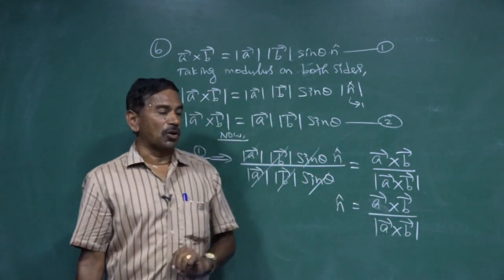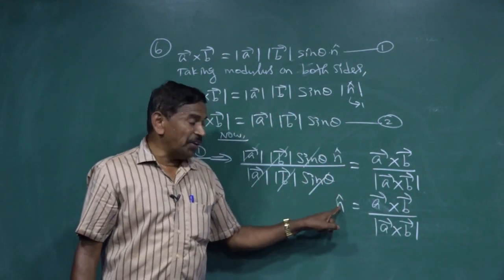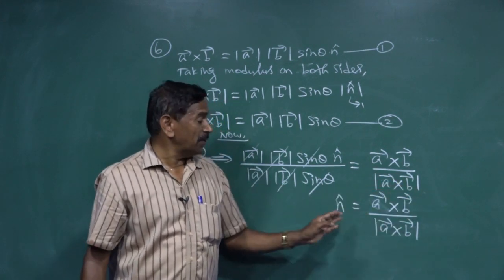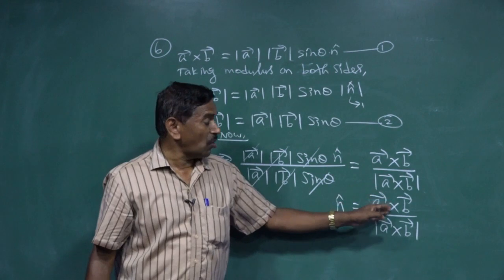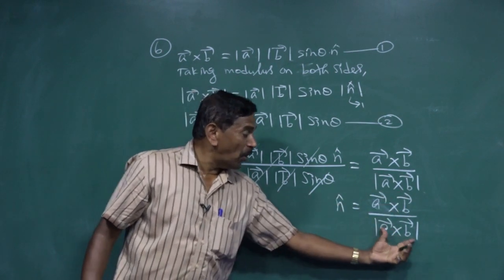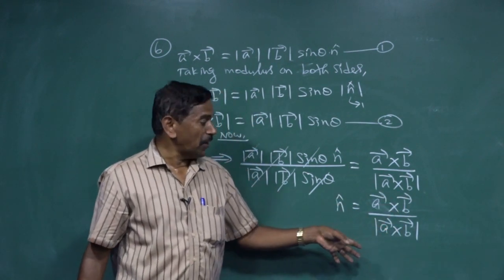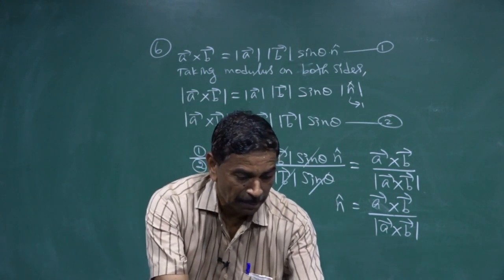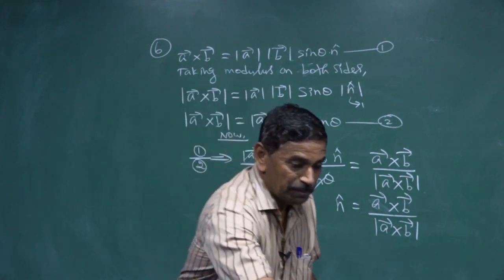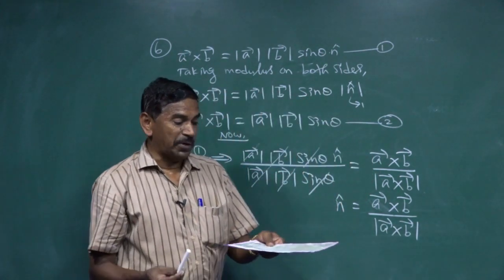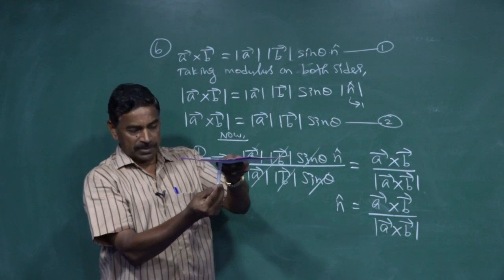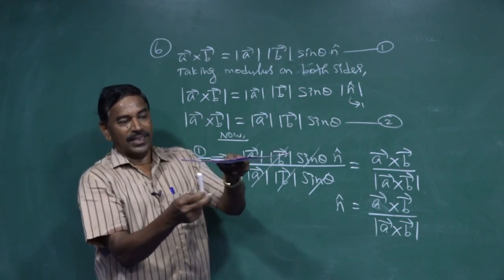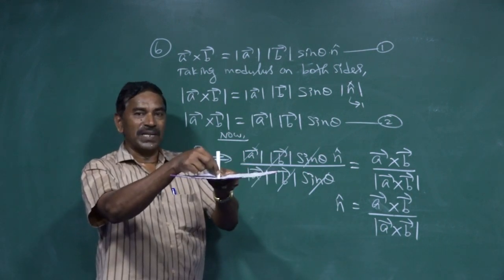Now come to the topic. The unit vector perpendicular to both a vector and b vector is given by the formula n cap is equal to a vector cross b vector divided by modulus a vector cross b vector. But this n cap is a perpendicular unit vector. It is like a screw type vector: if the screw comes upward, it is plus n cap.